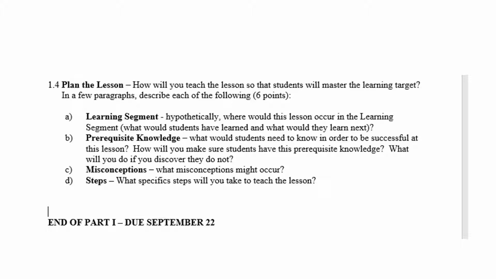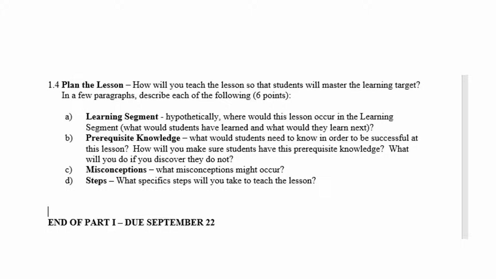What prerequisite knowledge will they need to know? So, for example, obviously multiplication, they need to know. They need to know how to group numbers. They need to know how to do simple multiplication, how to understand place value, carrying numbers, etc. And then how will you know that they understand that prerequisite knowledge? Because it won't do any good to teach them if they don't have the skills they need to understand the lesson. And what will you do if you discover they do not?